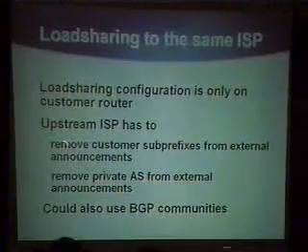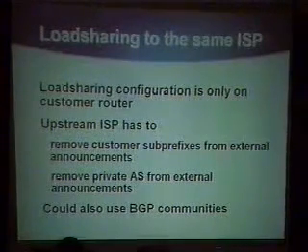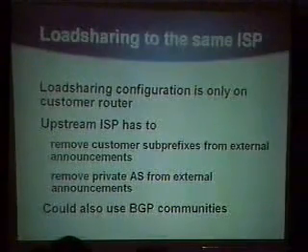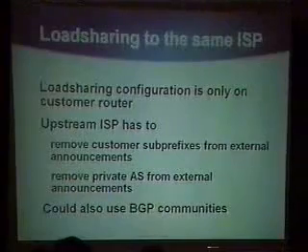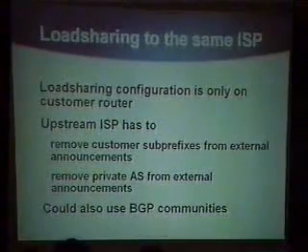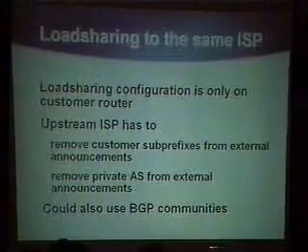Okay? Now, the upstream ISP has to remove customer sub-prefixes from external announcements and remove private AS from external announcements as well. I haven't got a configuration example for that, but you have a simple prefix filter that only allows the customer aggregate out, and you have the remove-private-AS command that strips out the private AS number.